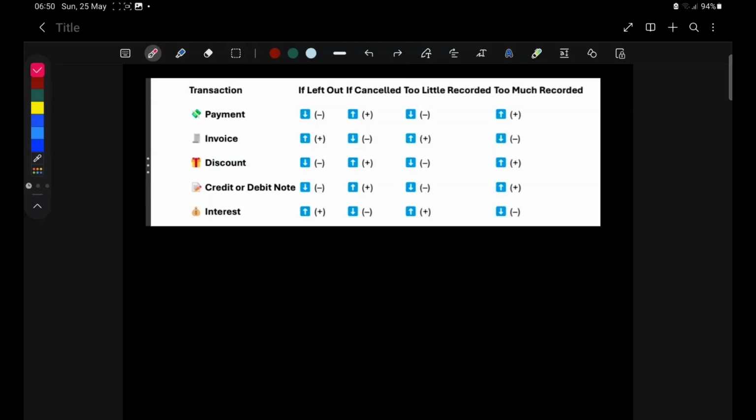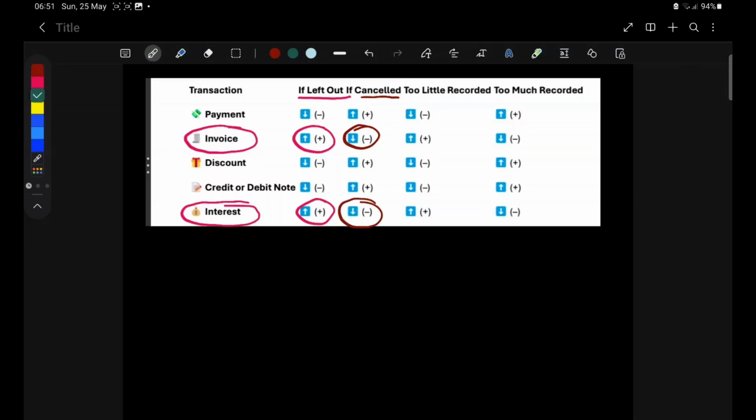Now I'm going to group these transactions for you. First, an invoice and interest. If one of these two transactions is left out, then it is always a plus. We always add the amounts. Then, let's say we must cancel one of them, an invoice or interest. Then you do the opposite. So if it's left out, we plus an invoice. If we must cancel an invoice, it's a minus. If we must cancel interest, it's also a minus.